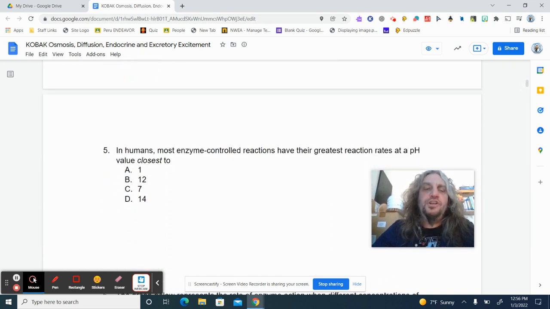Number five. In humans, most enzyme-controlled reactions have their greatest reaction rates at a pH value closest to A, 1, B, 12, C, 7, D, 14.